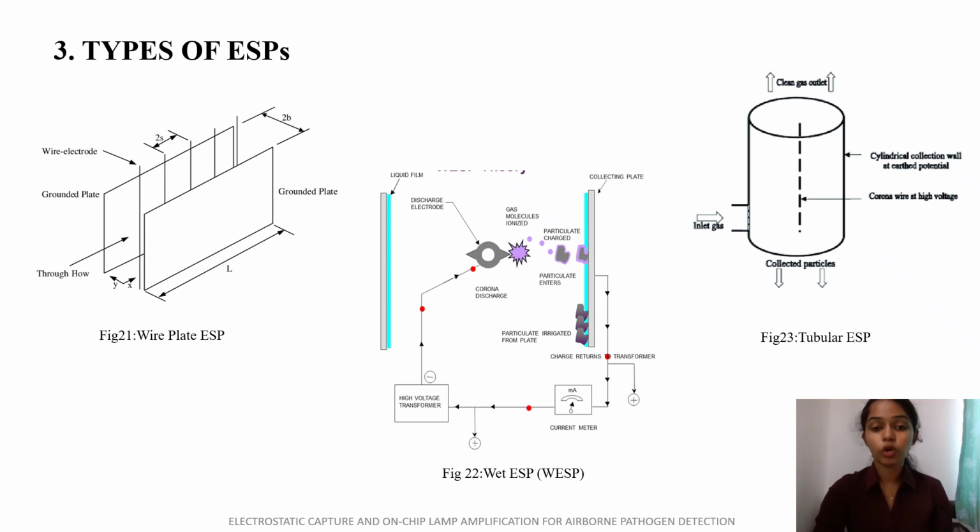Next is the wet plate ESP. A high voltage transformer provides the necessary voltage. This voltage is applied between the two electrodes, the discharge electrode and the collecting plate electrode. The discharge electrode is the negative terminal and the collecting plate electrode is grounded and positive. So corona discharge happens: the negative electrode creates a corona discharge when high voltage is applied, and particles such as dust, aerosols, or biological particles in the stream collide with the ions and become charged particles. For migration and collection, the charged particles are attracted towards the collecting plate. The wet plate ESP is continuously covered with a thin film, which is very suitable for pathogen detection and preserves the viability of pathogens.